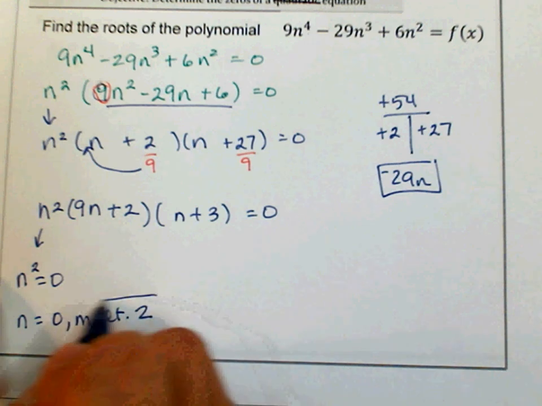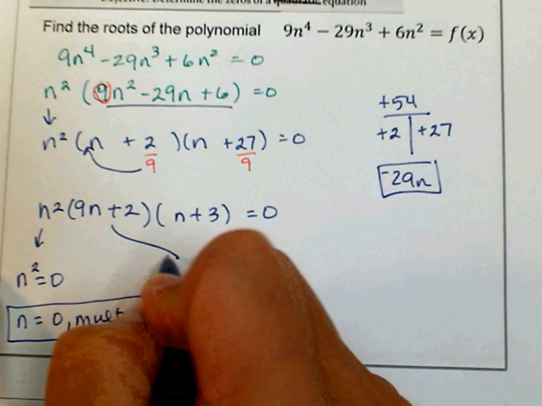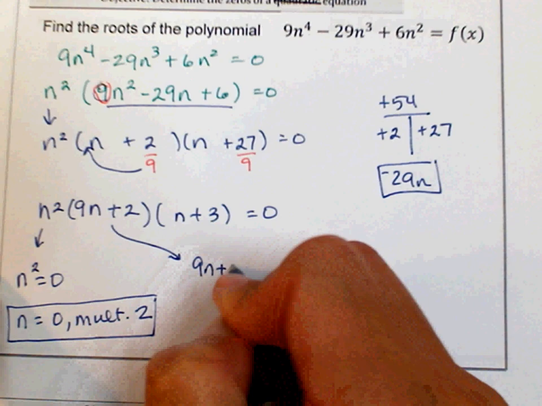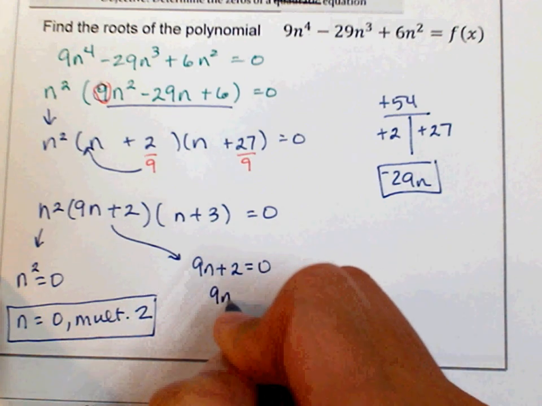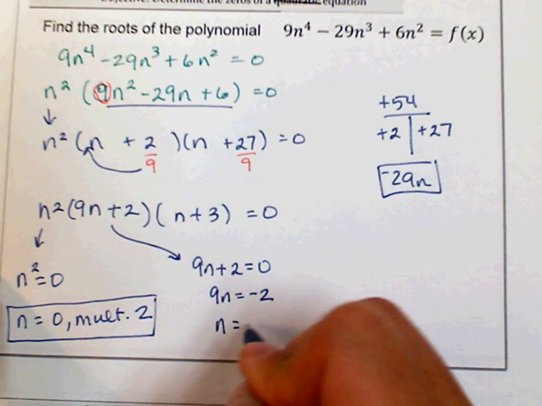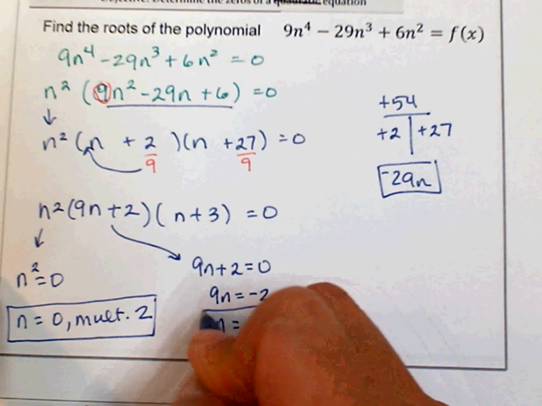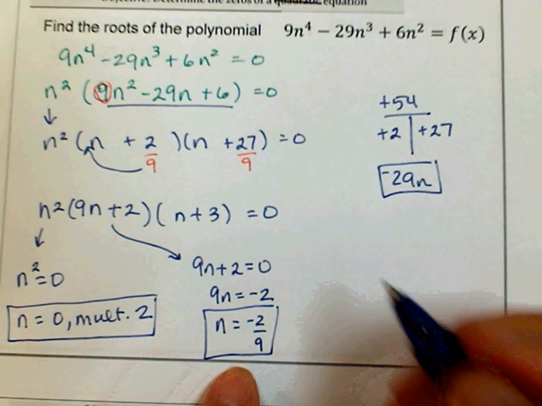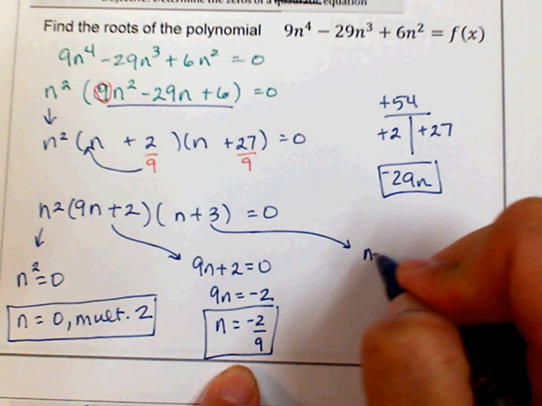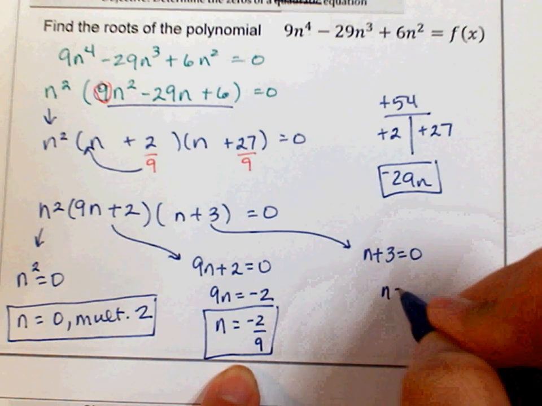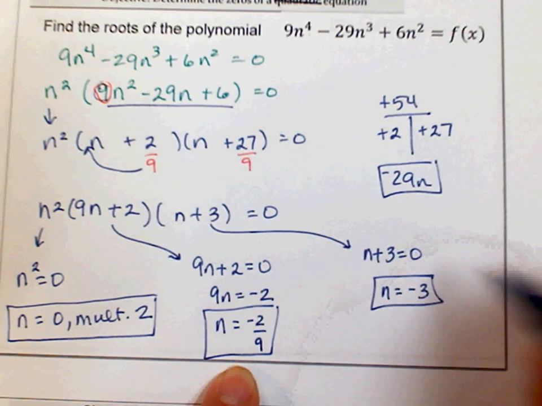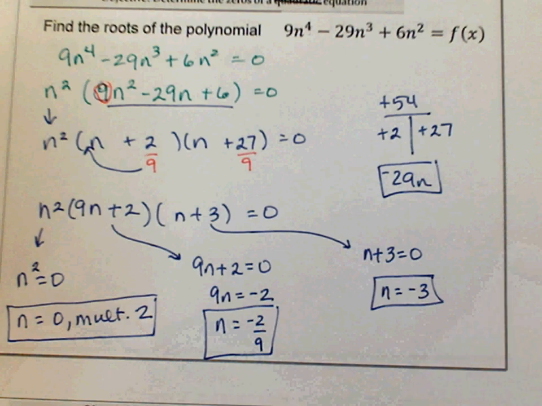Next one, 9n plus 2 equal to 0. 9n equals negative 2. N equals negative 2 over 9. 2 answers, 3 answers. And how many did I say you're supposed to have? 4. So n is equal to 3. 1, 2, 3, 4. So if there's more than one, you need to write the multiplicity. Okay? All right.